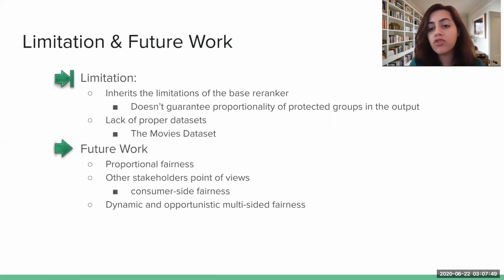One of the other challenges that we had in this work was a lack of datasets that have user features. Due to this issue, we chose the MovieLens dataset to show the capabilities of our method on an accessible dataset.